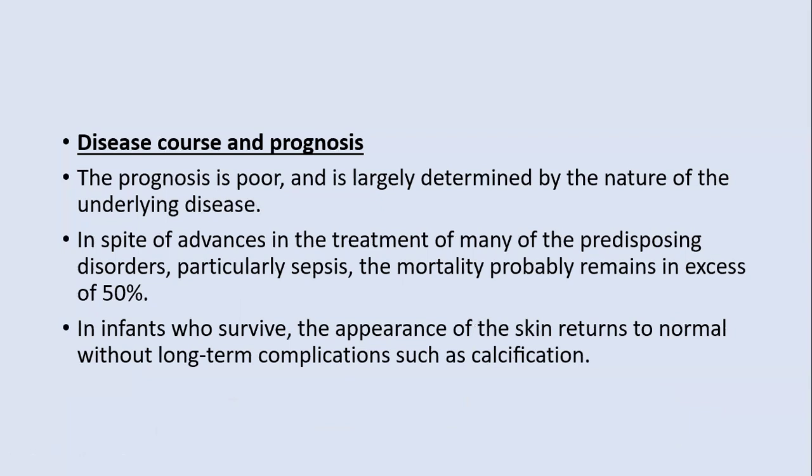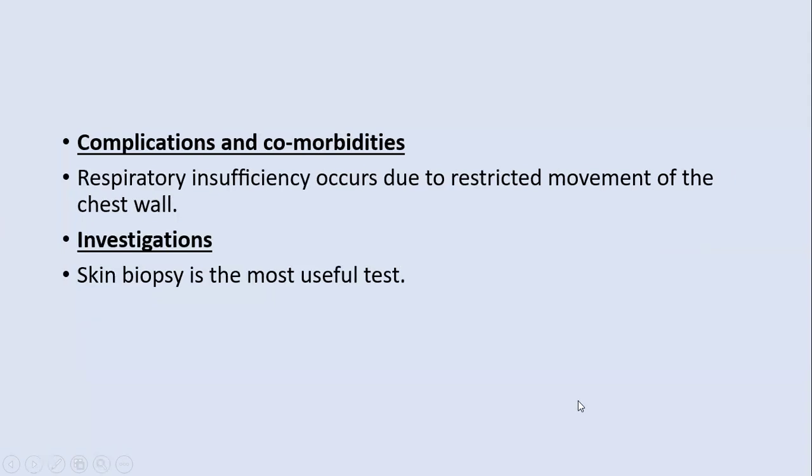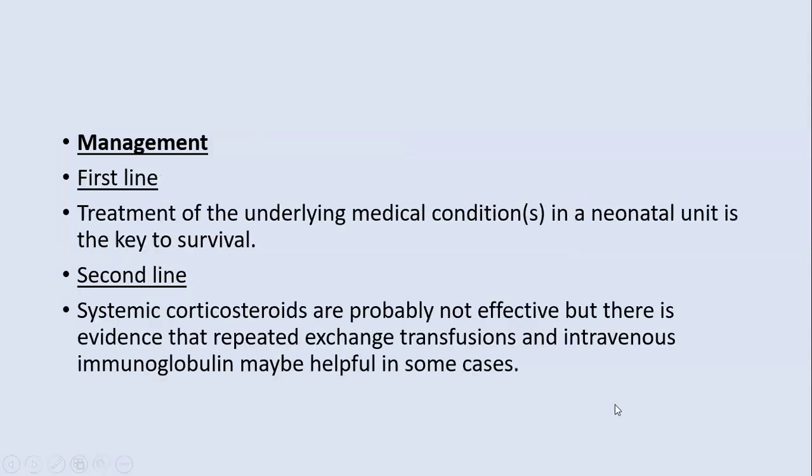Prognosis is poor and largely determined by the nature of the underlying disease. In spite of advances in treatment, many of the predisposing disorders, particularly sepsis, set in, and mortality remains in excess of 50%. In infants who survive, the appearance of the skin returns to normal without long-term complications such as calcification, which was common in subcutaneous fat necrosis. Complications, as mentioned, include respiratory insufficiency due to restricted movement of the chest wall. Skin biopsy is the most useful test.